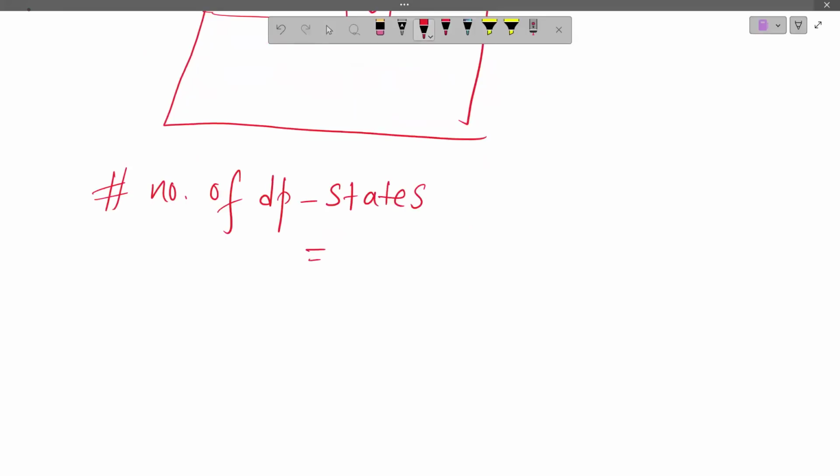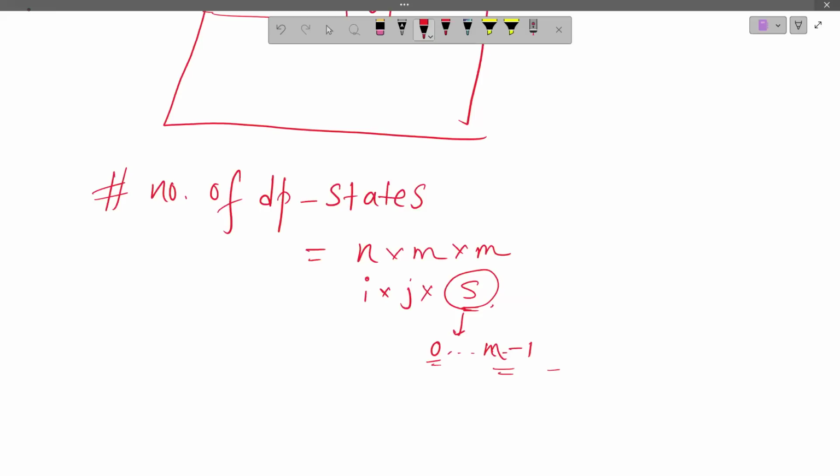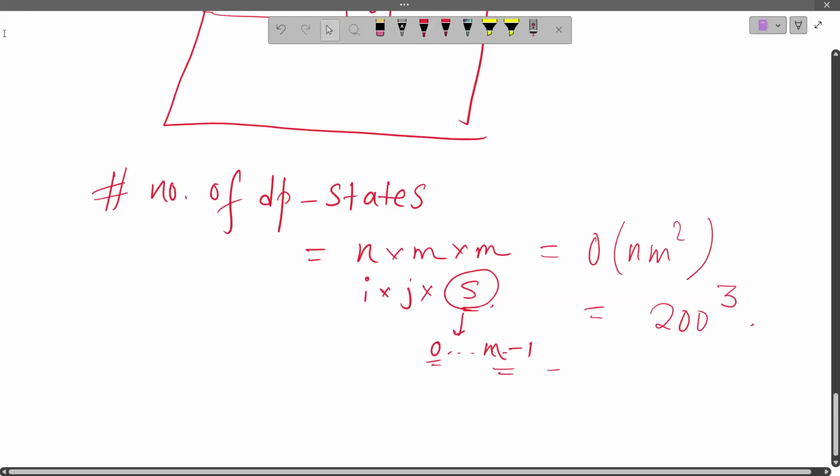The number of DP states is basically n for the ith coordinate, and then we have j. For j we have m, and then we also have s, right? For this we have an extra m, because there can be m number of shifts. The number of shifts can be anything from 0 to m minus 1, right? Making more than m minus 1 shifts will not matter, because making 0 shifts and making m cyclic shifts keeps the array at the same position. So the number of DP states is already order n m squared. That's already 200 cubed. Now let us look at the number of transitions.